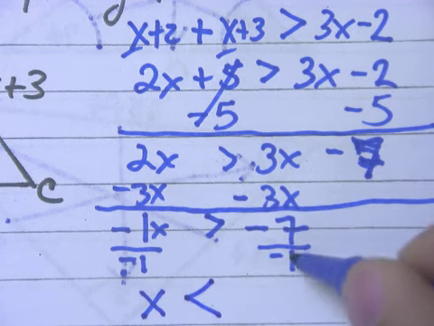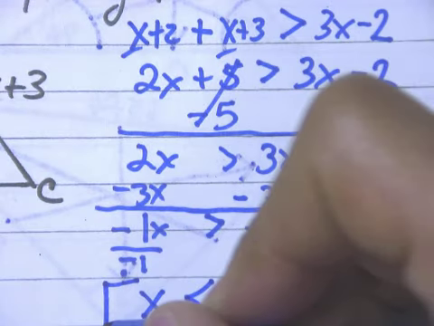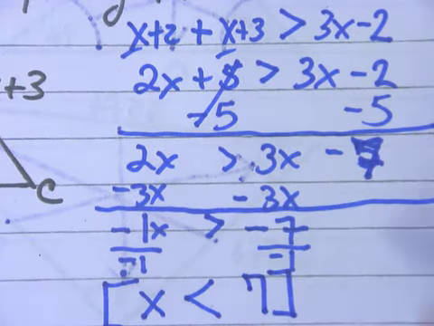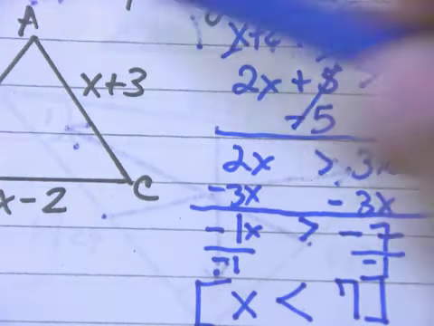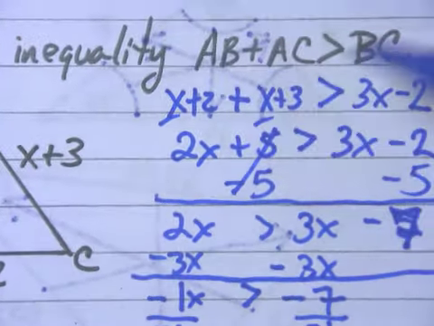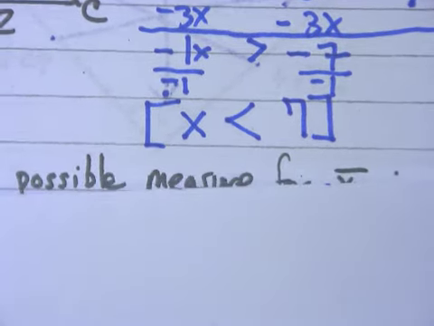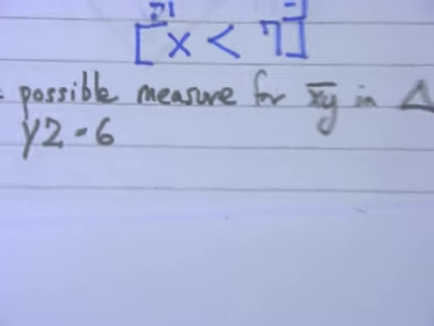Because I'm dividing both sides by a negative, this is going to change directions. So I'm going to have x, this is going to switch sides, and negative 7 divided by negative 1 is positive 7. So x has to be less than 7. What that's saying then is that in order for this statement to be true, the variable x has to be less than 7.